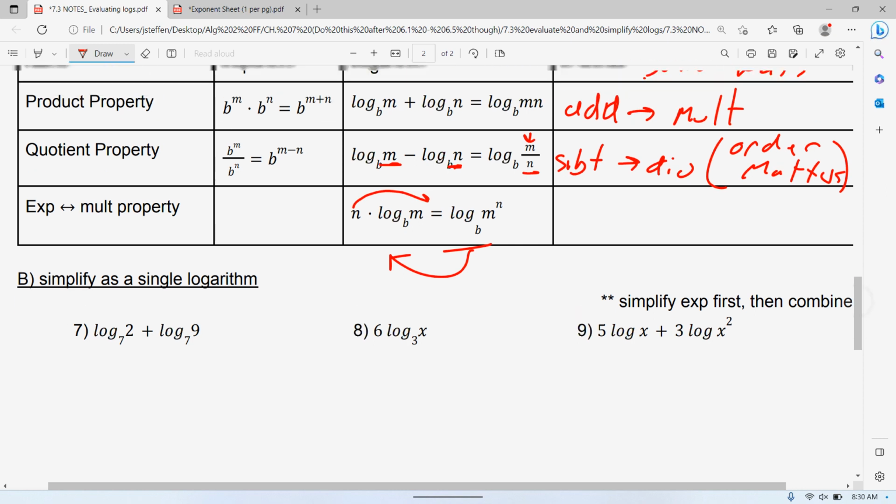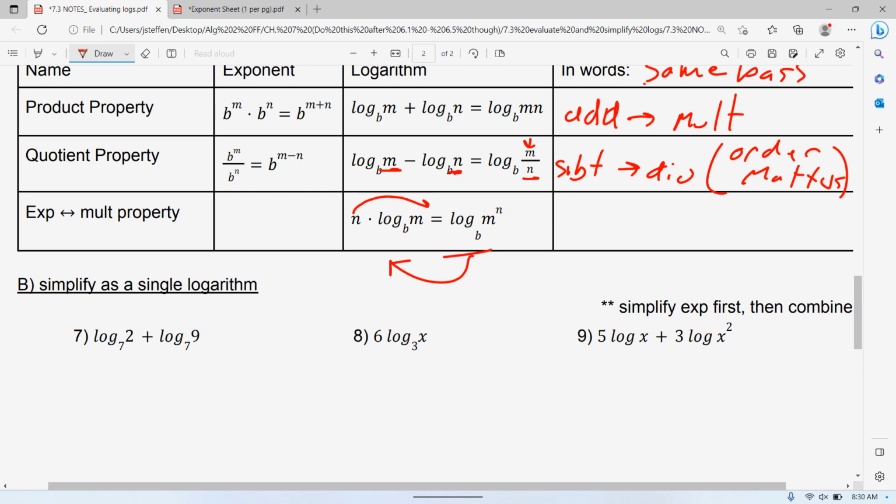So questions like this will say, simplify as a single logarithm. So I want these to be simplified, and I want them written as a single logarithm. So for number 7, again, don't make these harder than they are. They both have the same base. So it's adding, so that means we multiply. So this answer is log base 7 of 18. Honestly, if you didn't show your work and just put log base 7 of 18, I can give you credit for that, because there's not a lot of work that you couldn't do in your head.